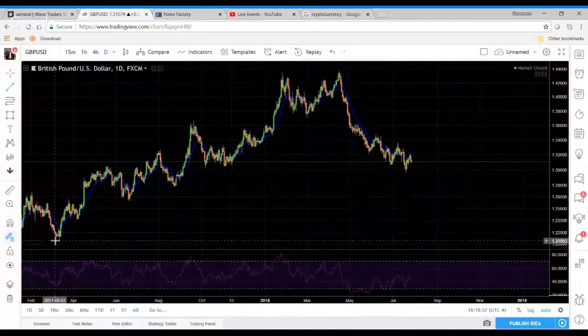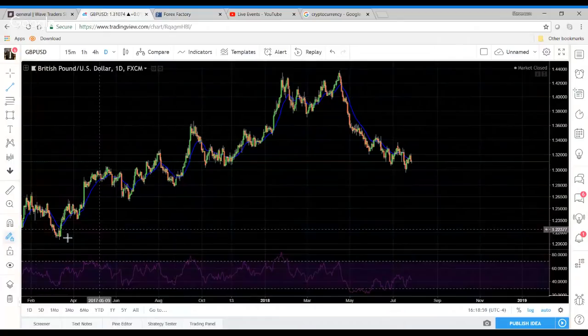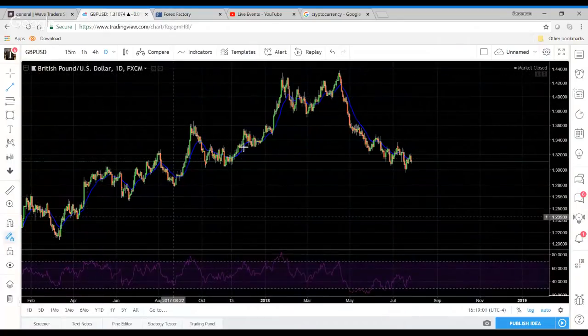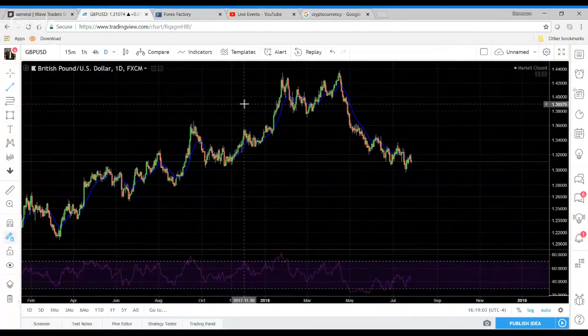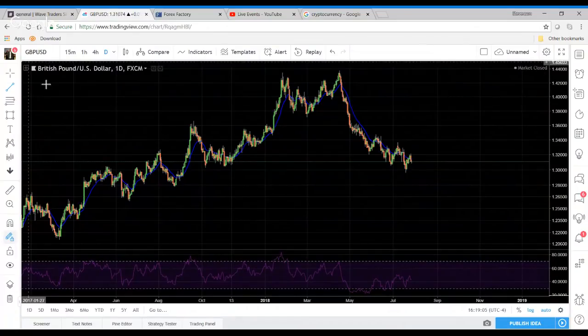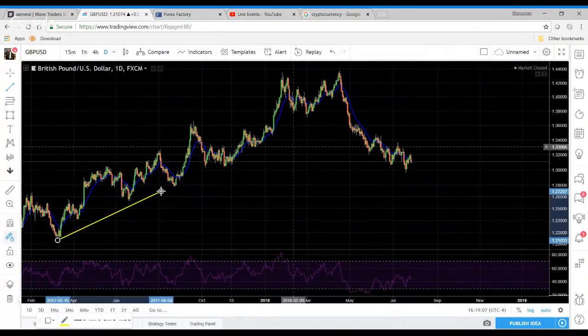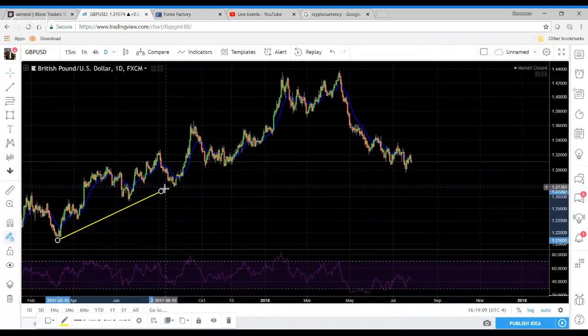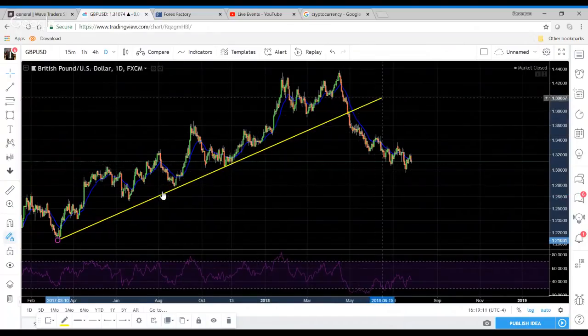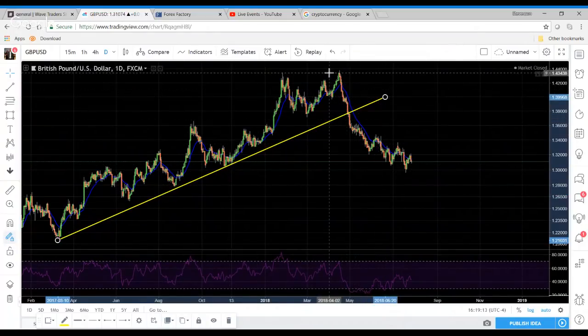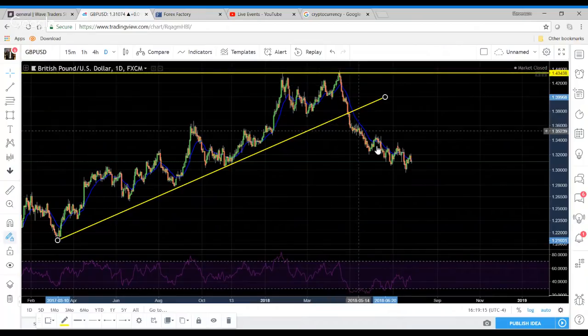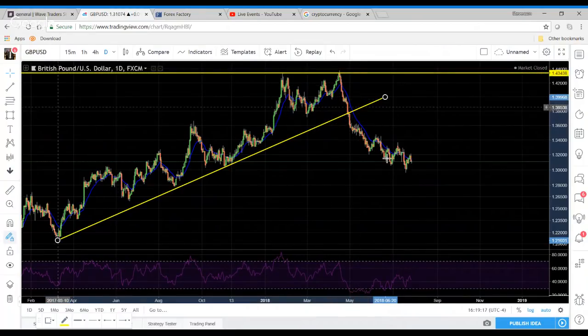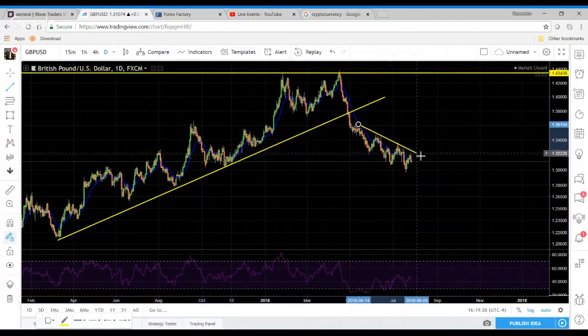All right. So now this is what you want to do. You want to look at the overall direction of what price is doing, right? So overall, what do we have here? Great Britain USD. So we got this uptrend. Well, we had this uptrend. As you can see, price broke, put a resistance line there. And now it's creating this descending wedge, this descending channel here.